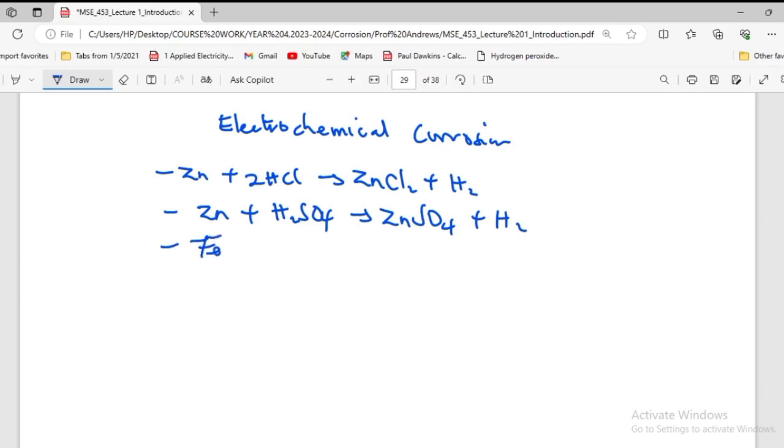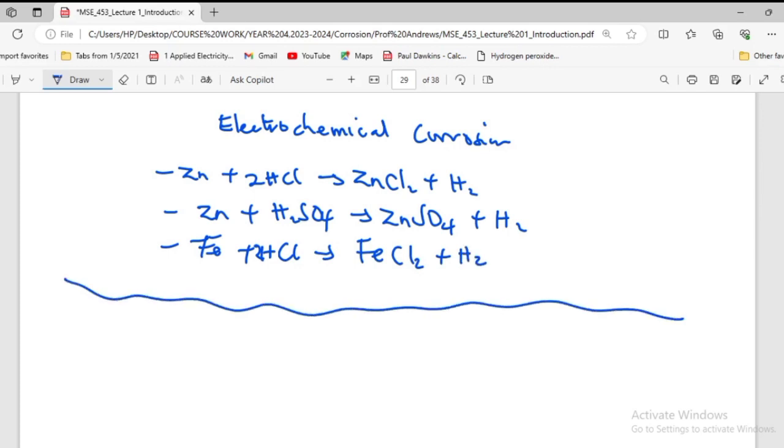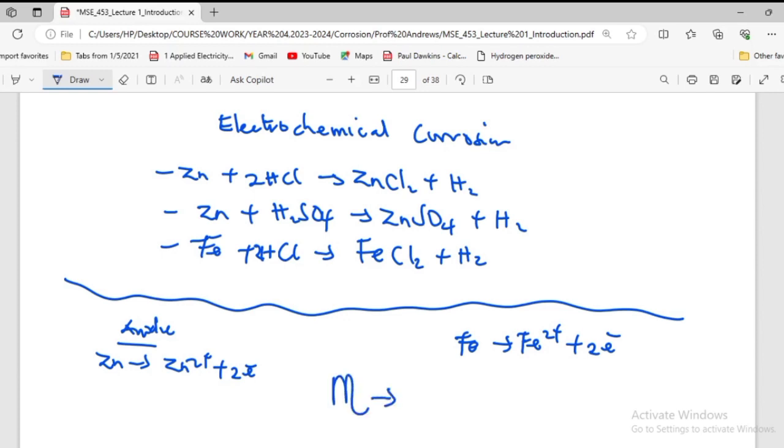Okay, let me do iron. When iron reacts with hydrochloric acid, giving you iron chloride plus hydrogen gas. Let's try to separate this into the anodic and the cathodic. For the anodic half cell, we are going to get zinc giving you Zn²⁺ + 2 electrons. And for the third one, we're going to get iron giving you Fe²⁺ + 2 electrons. Then you go to the cathodic reaction and do the same. But note that for the general anodic reaction, we have M giving Mⁿ⁺ + ne⁻. Let's take note of this.